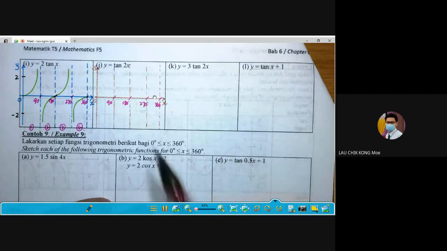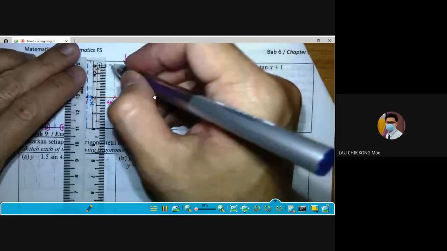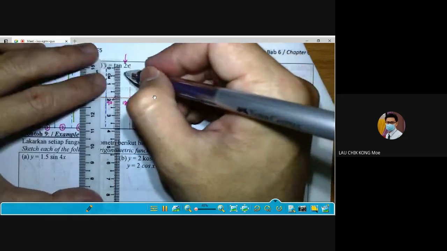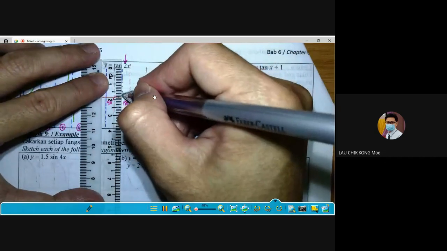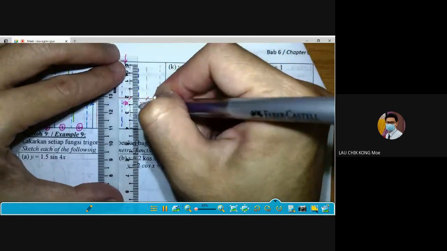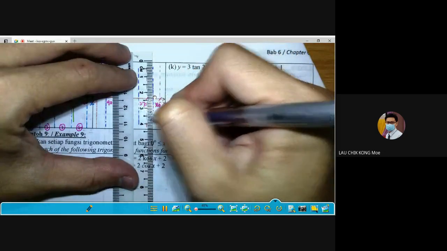Tapi di sini is 2. 2 means we have 2 period. 1 period 4 columns. How about 2 period? 2 period is how many columns? 8 columns, right? So we need to add another 4. Okay, setiap satu column divide by 2 again. Divide by 2. Okay, 1, 2, 3, and 4. 2 period.